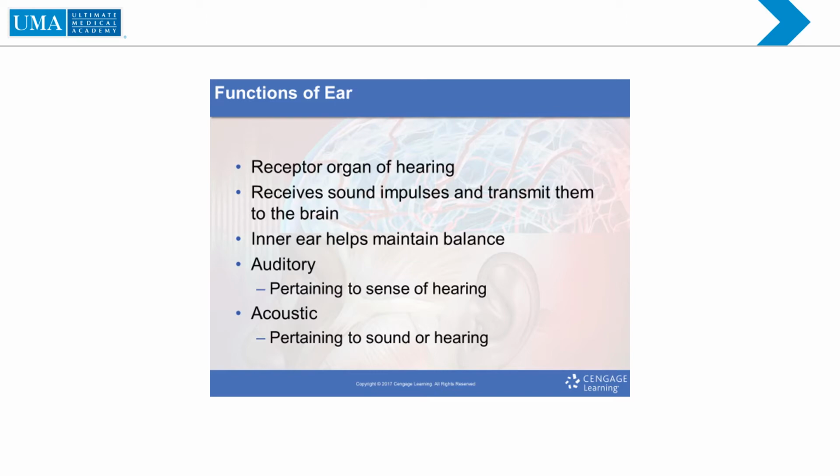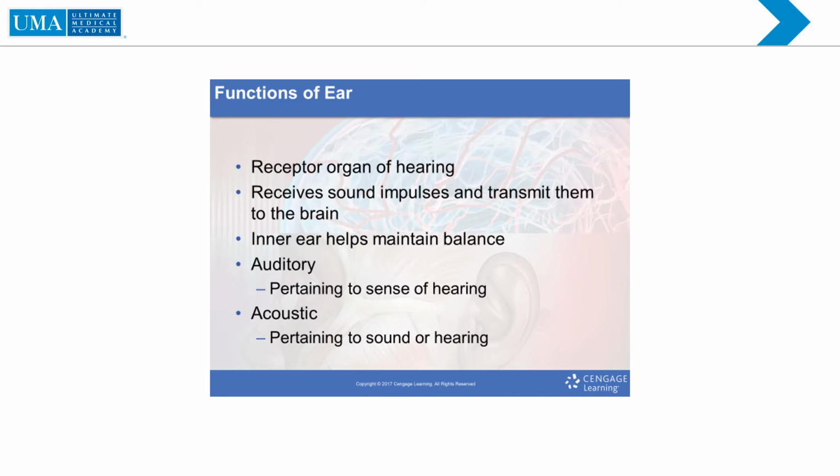So our ears would be our receptor organs for hearing, and their functions would be to receive sound impulses and then transmit those impulses to the brain. Our inner ear will also help with maintaining our balance. Now, some abbreviations you may hear referencing the ears would be Latin forms, AD, which is the abbreviation for oris dexter. Then we have the abbreviation AS, which is for oris sinister. AD would refer to the right ear, whereas AS is referring to the left ear.